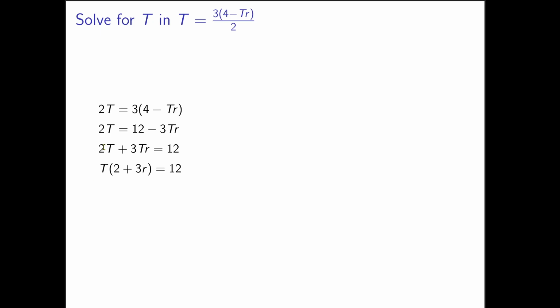Good. What this does is help us go from an equation where t was written twice to an equation where t is only written once. We have t times all this stuff protected in parentheses, 2 plus 3r, is equal to 12. And since we have t times this stuff, we have to undo times. Subtracting on both sides is not going to help. Instead, we're going to divide both sides by 2 plus 3r. We're dividing to undo the times, and we'll be left with t is equal to 12 over 2 plus 3r.